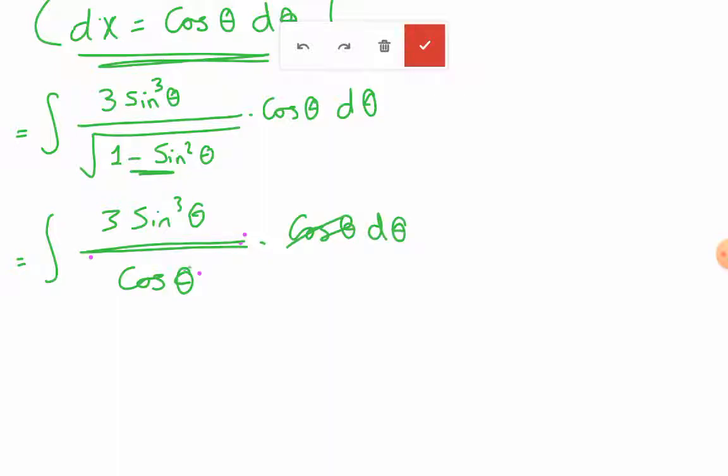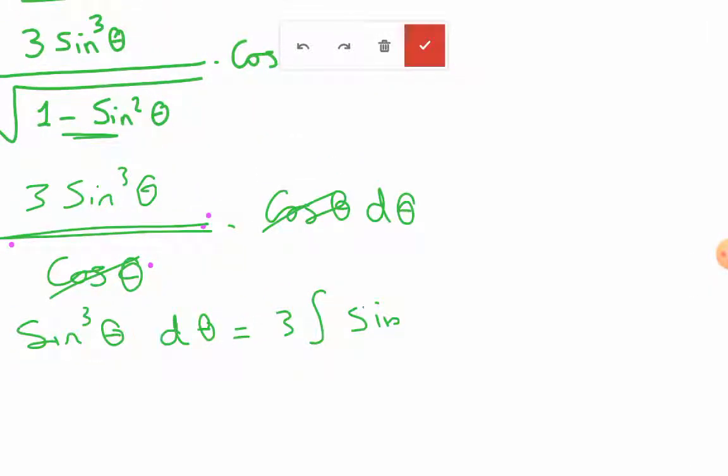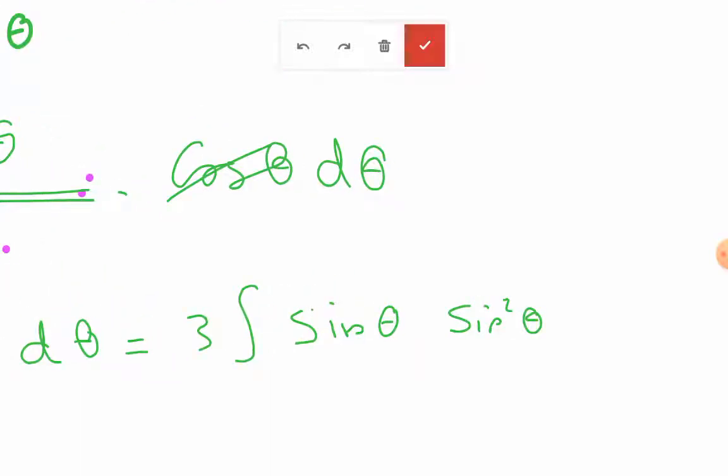Nice, we can cross out cosine theta with cosine theta, and the remainder is 3 as a constant, and then we have sine cubed theta d theta. And I think that we have started this lesson before. What's the rule we used here? Yes, we can split sine cubed as sine and sine squared, right? Sine theta and sine squared theta.